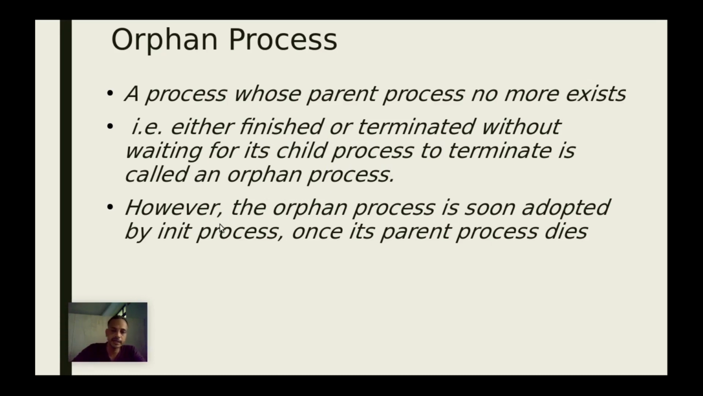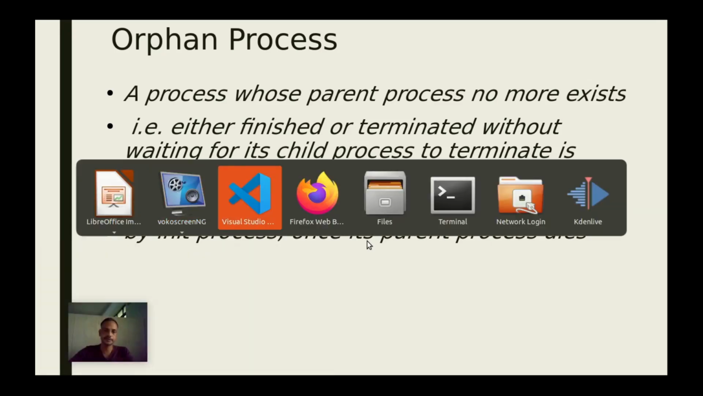However, when parent is terminated, the orphan process is adopted by the init process. So init is called the first process in Unix. So init process adopts this orphan process. Okay, so orphan process is a process whose parent is finished and later it is adopted by the init process. So we will demonstrate this process by using a program.